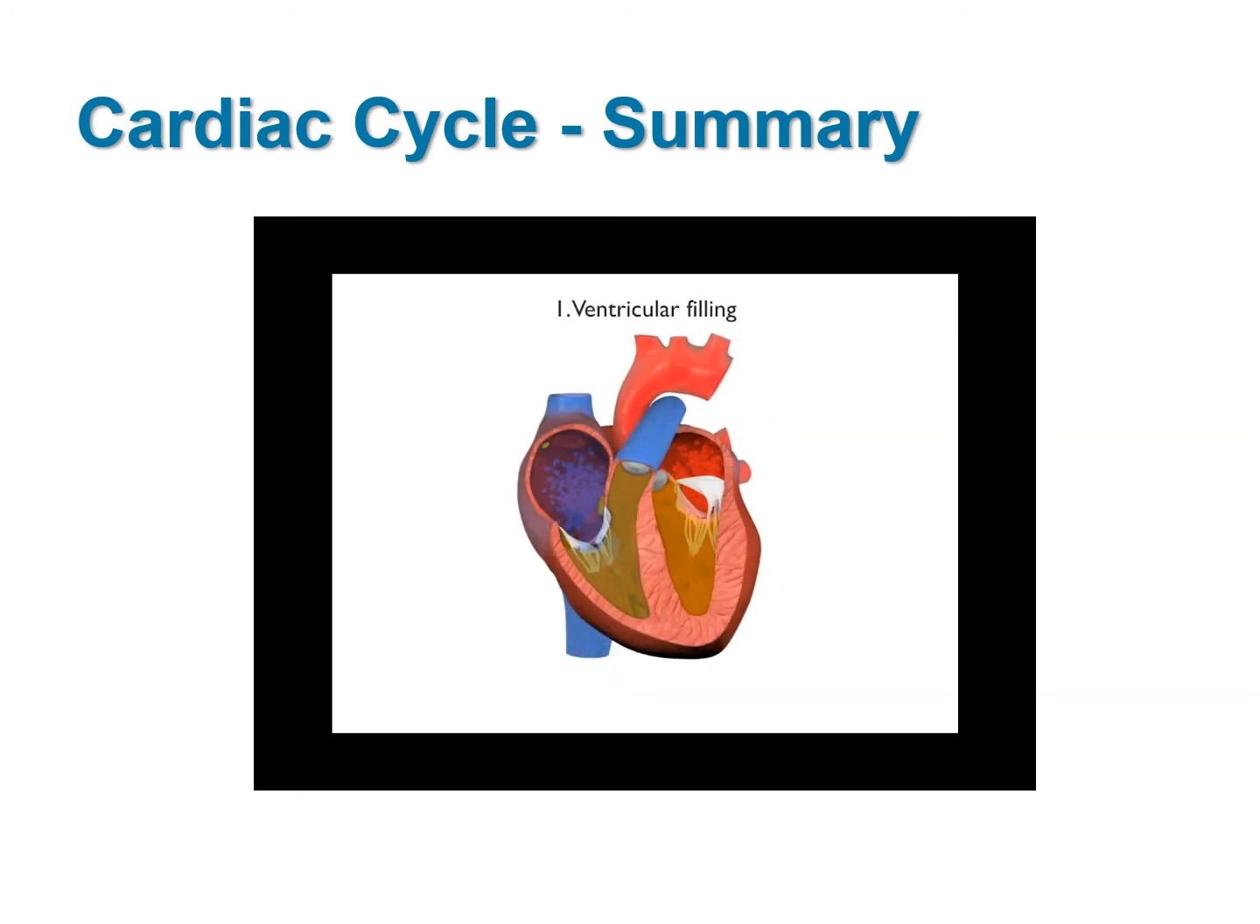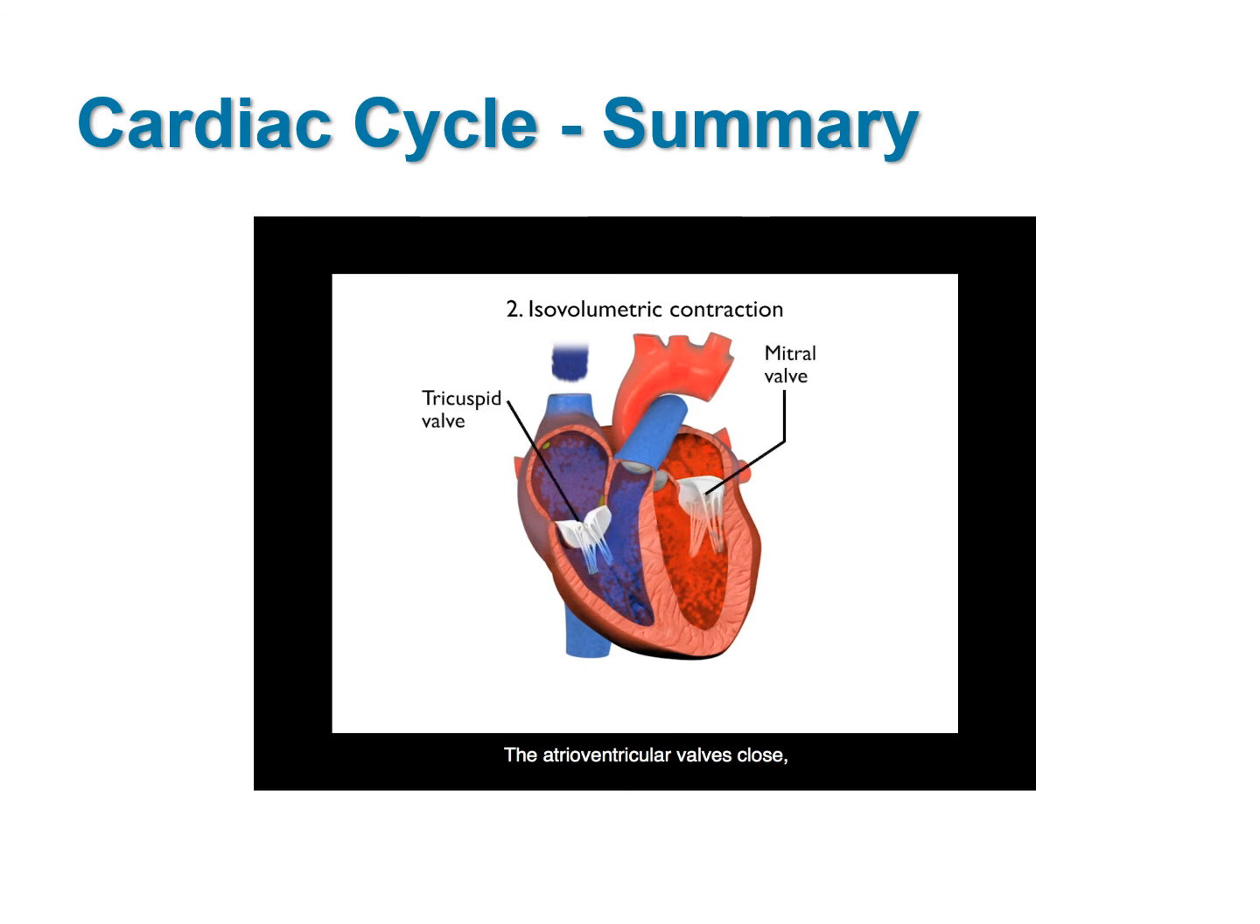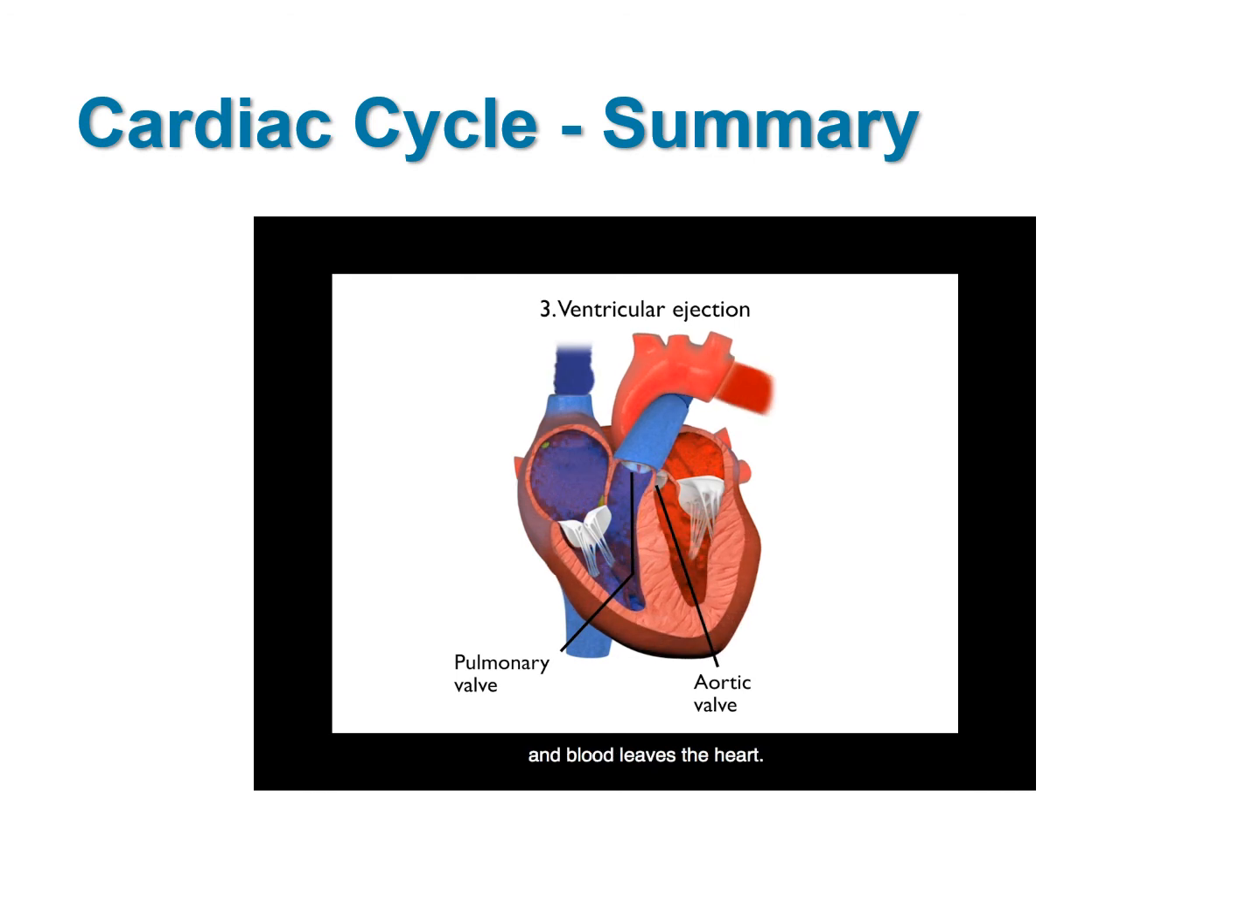Ventricular filling occurs when the ventricles are in diastole. The atrioventricular valves are open and the semilunar valves are closed. Atrial systole completes ventricular filling near the end of this phase. Isovolumetric contraction begins as ventricular systole increases the pressure in the ventricles. The atrioventricular valves close, causing the first heart sound. Ventricular ejection occurs when the increase in ventricular pressure opens the semilunar valves and blood leaves the heart.